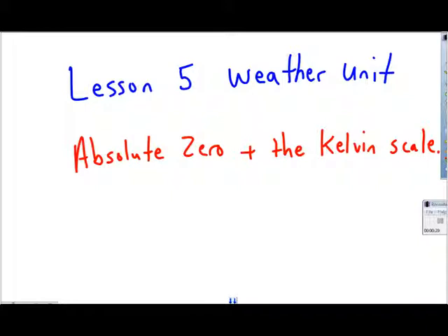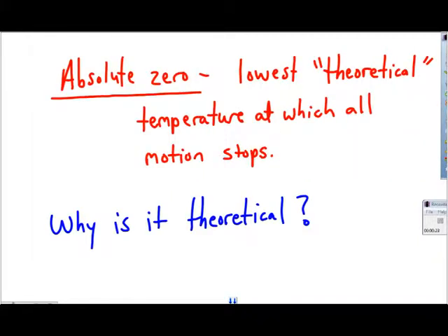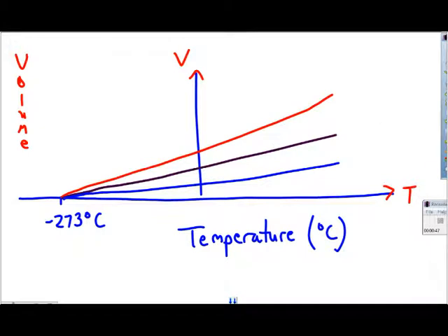Alright, so what is absolute zero? We talked about absolute zero in class, and we mentioned that absolute zero is the lowest theoretical temperature at which all motion will stop. All atoms are going to stop moving at this theoretical temperature. So no longer will atoms be vibrating in place or moving around in the form of gases, but instead every atom is going to stop moving. It's theoretical. Why is it theoretical? It's theoretical because of this graph here.